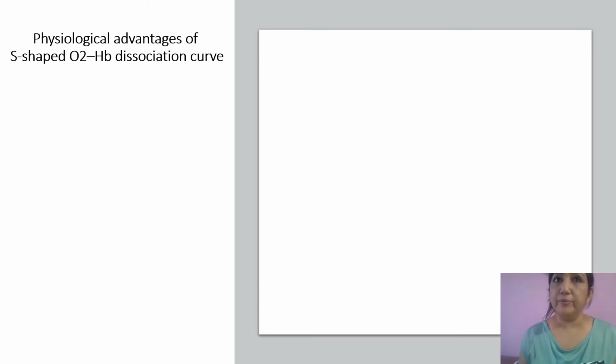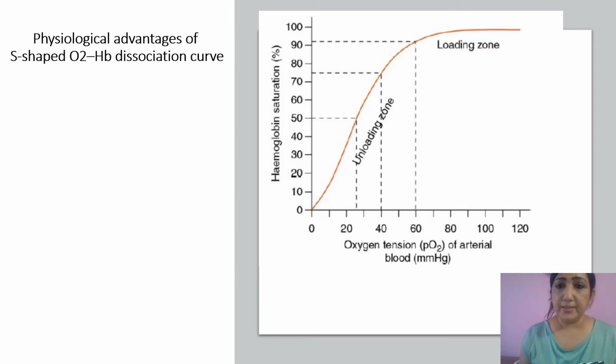Physiological advantage of the S-shaped dissociation curve. This is the S-shaped dissociation curve. We can see the steep part is called the unloading zone and the flat part the loading zone. Loading of oxygen happens at the lung level and unloading happens at the level of the tissue. The loading partial pressure is 100 millimeters of Hg, whereas at the tissue level it is 40 millimeters of Hg.